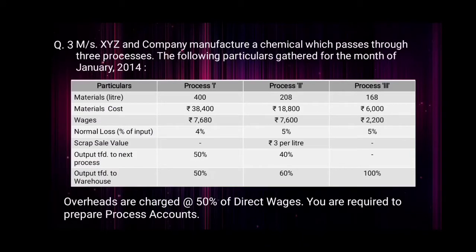So the expenses are given in the table, that is the material, wages, normal loss, scrap value and output that is transferred to the next process as well as to the warehouse. So all the details are provided in the table for process 1, process 2 and process 3. Overheads are charged at 50% of direct wages. You are required to prepare process accounts.